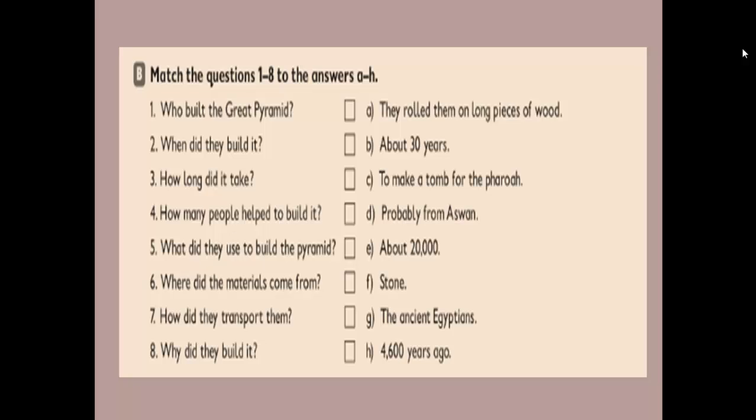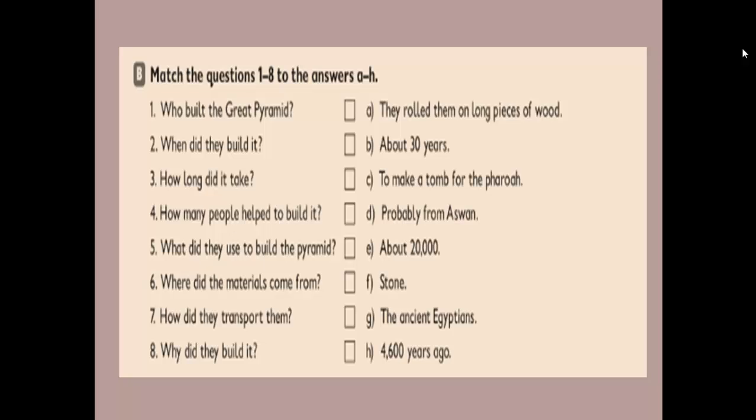The second column. Number A, they rolled them on long pieces of wood. B, about 30 years. C, to make a tomb for the pharaoh. D, probably from Aswan. E, about 20,000. F, stone. G, the ancient Egyptians, and H, 4,600 years ago. Now let's match between the first and the second column.